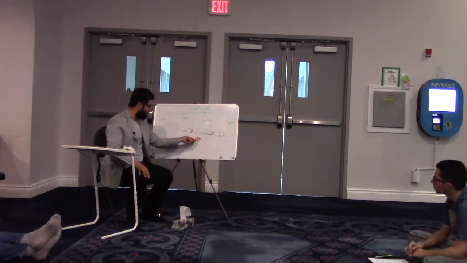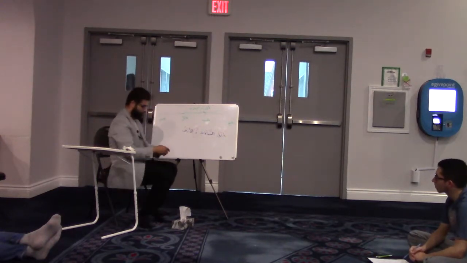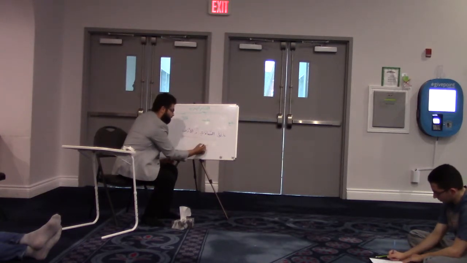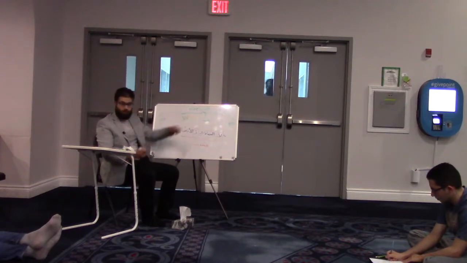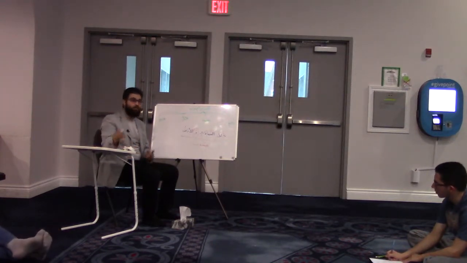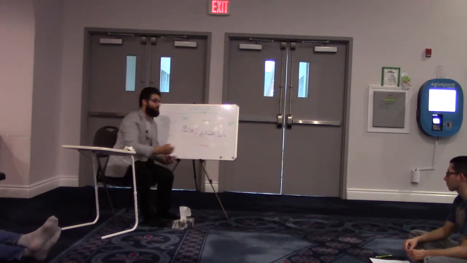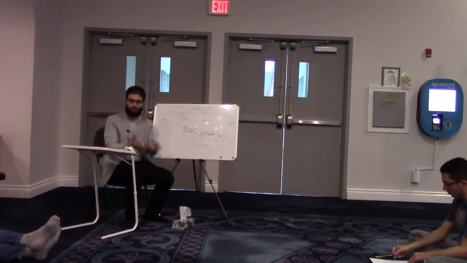So why does this have a kasra and this have a fatha? Both of these things are mansoob. Mansoob means that they have nasab. Both of them do. But the sign of nasab for ard is a fatha, and the sign of nasab for samawat is a kasra. Why? Because they're different types of words, which I will explain to you.